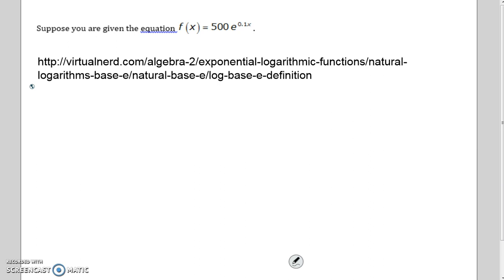Now, e is not just any variable. I've put a link here to a video that talks about e. E is an irrational number, and it's kind of like pi in that we use pi so often that we came up with a symbol for it. There's a whole history for it. I'll go over that with you in class. You can also click this link. But it represents an actual number that we use.